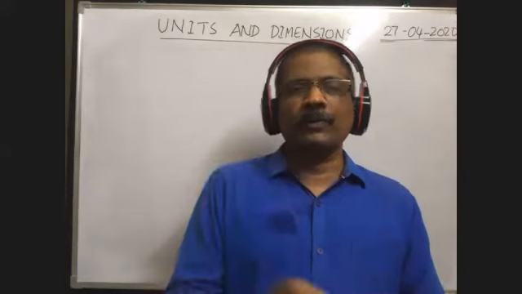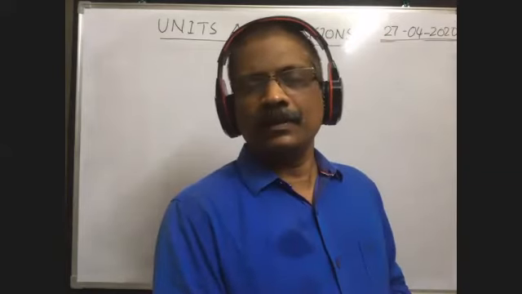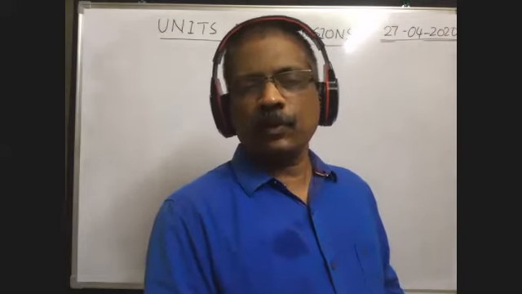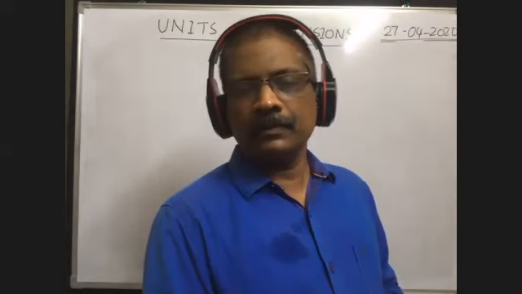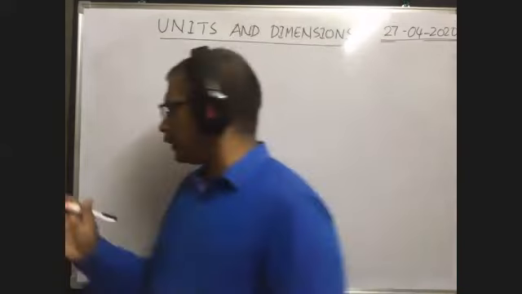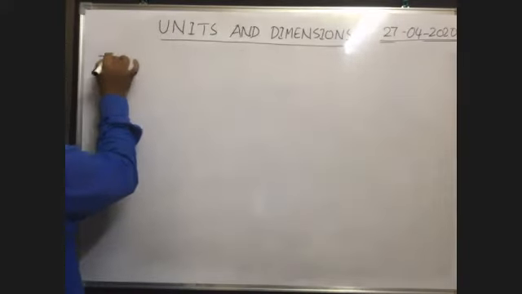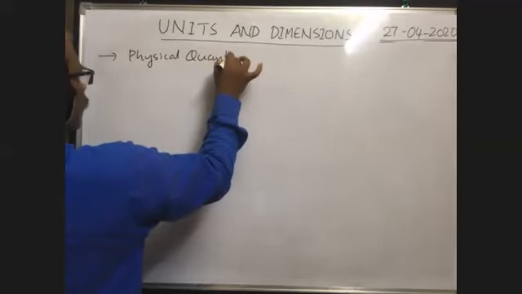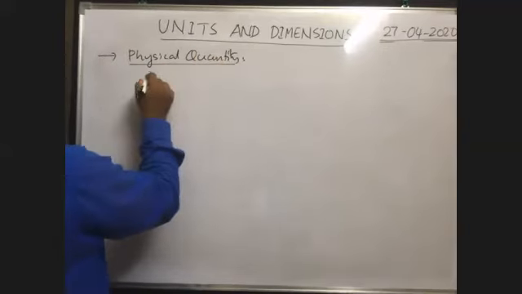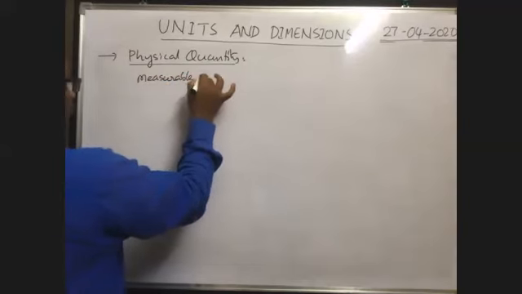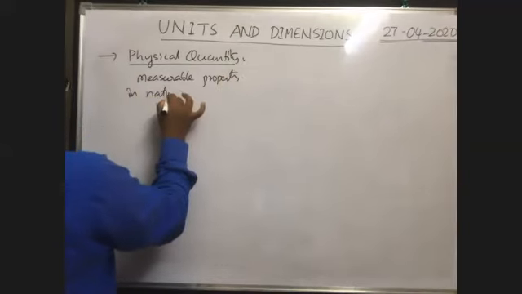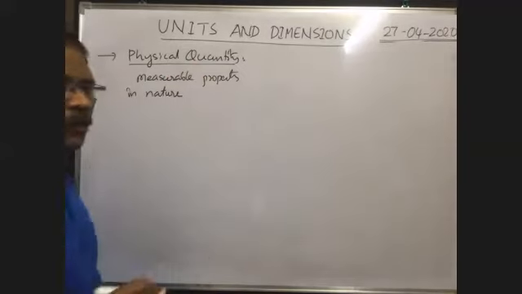Fundamental quantity and derived quantity. So first we discussed the physical quantity. Physical quantity means any measurable property in nature. Measurable property of any body in nature is called the physical quantity.